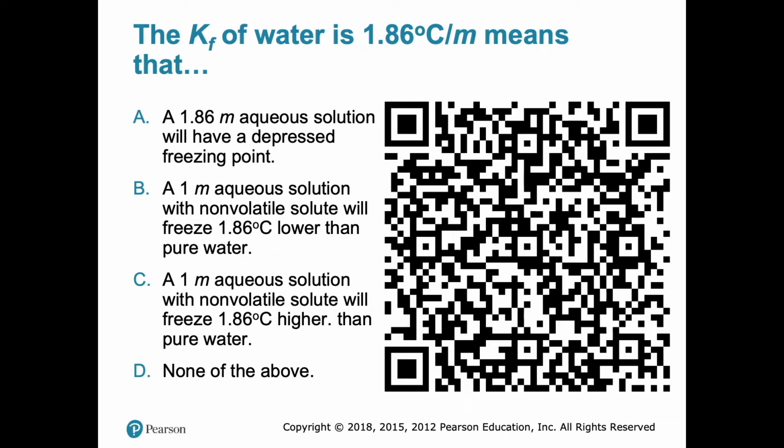Let's think through these questions here, right? If the Kf of water is 1.86 Celsius per mole, what does that actually mean? A 1.8 millimolar solution will have a slightly depressed freezing point. A 1 molal aqueous solution of a non-volatile solute will freeze at 1.8 Celsius lower than pure water. Or a 1 molar aqueous solution with a non-volatile solute will freeze 1.8 degrees higher than pure water, or none of the above.